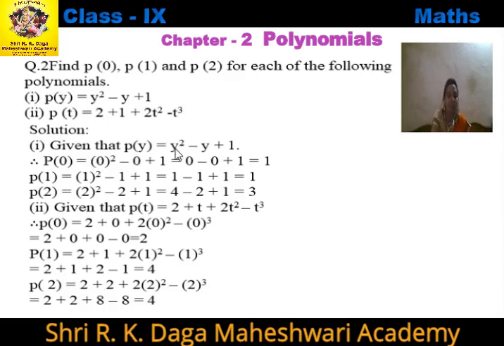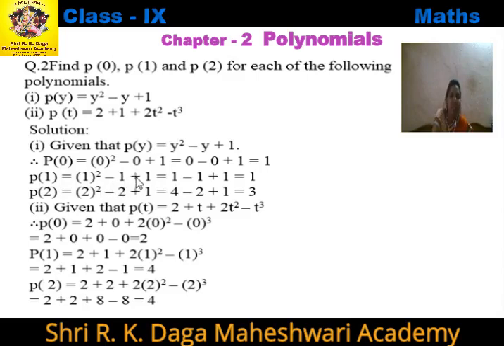The first polynomial is p of y equal to y square minus y plus 1. First of all, we will find p of 0, that is y equal to 0. When we put y equal to 0 here, we get 0 square minus 0 plus 1. So it is equal to 1. When we put the value 1 at the place of y, we get p of 1 equal to 1 square minus 1 plus 1.